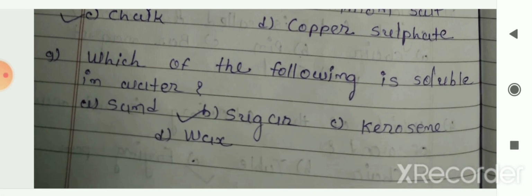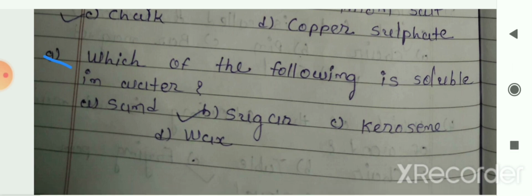The next question is, which of the following is soluble in water? The options are sand, sugar, kerosene and wax. So the correct answer is sugar. Sugar is soluble in water, whereas the others, sand, kerosene and wax, are insoluble in water.